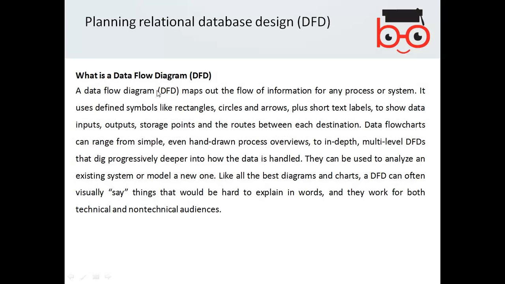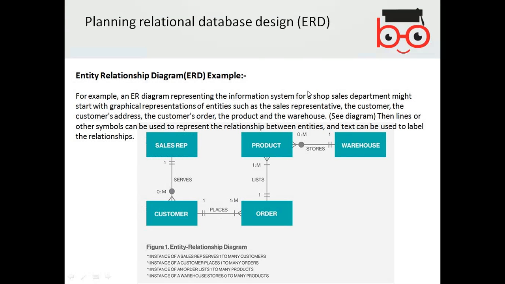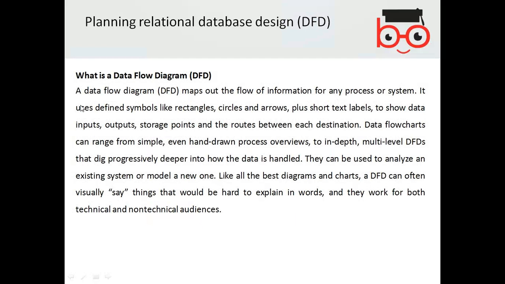Now we discuss the entity relationship diagram, the relationships between the entities, and now we are going to discuss the data flow diagrams. First, you know which entity is related with other entity. After knowing this particular relationship, you should be able to know how the data flow will be carried out. A data flow diagram maps out the flow of information for any process or the system.